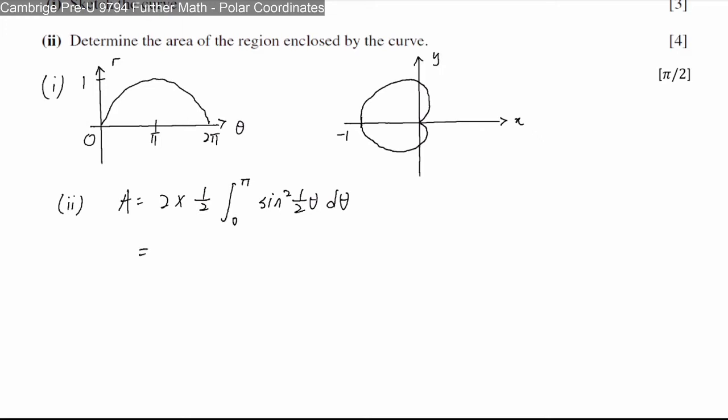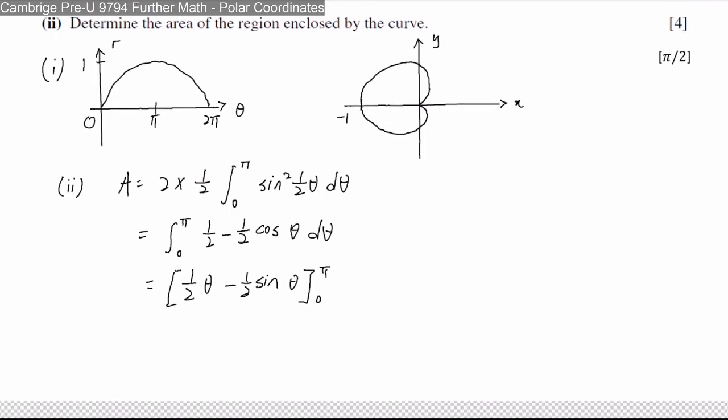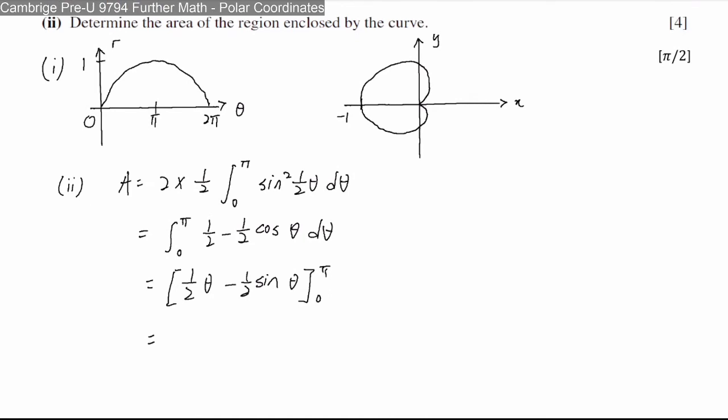So tidy up a little bit first before we start integrating. The 2 and the half we cancel off, we'll get a 1. So for sine squared half theta, again we will use the double angle, which is similar to what we did in the previous question. So basically the integrating is not difficult at all. We just have to evaluate it at pi and 0. If we evaluate it, we should be able to get half pi for this area. Okay, so this is not difficult to do.